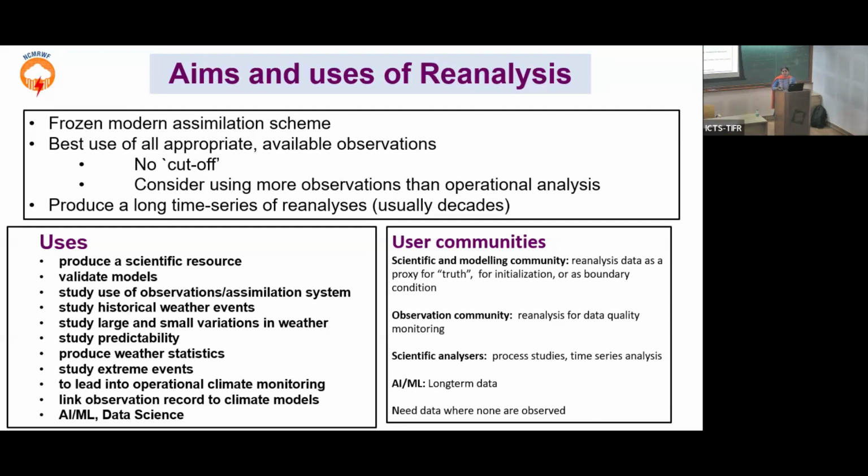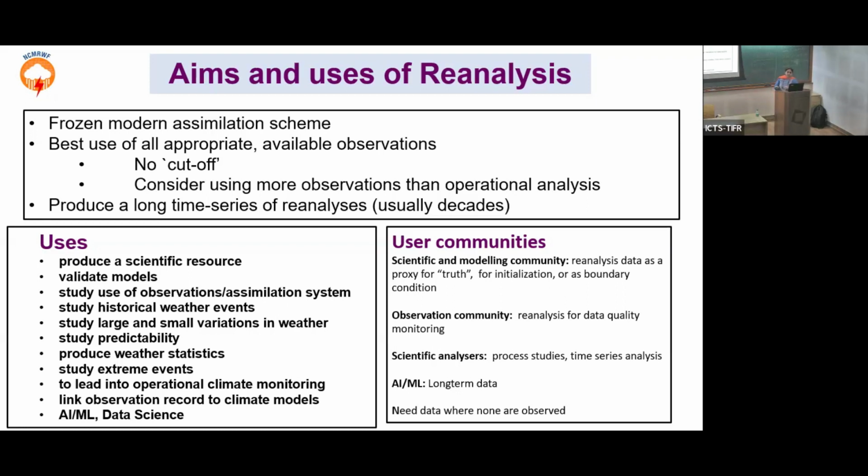Because if you see the data science or AI/ML techniques you want to apply, you need a long record, because first you want to train the model. For training the model, you want a long-term series of data. If you have 40 years or 50 years of data, then it is a good enough source to train your AI/ML or data science model. So this is another application of reanalysis.